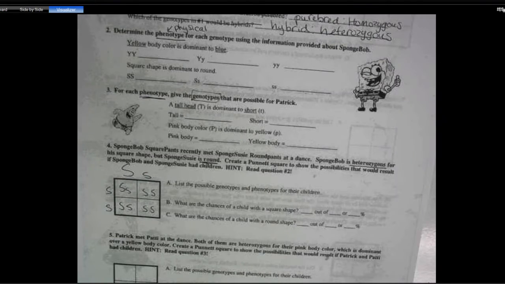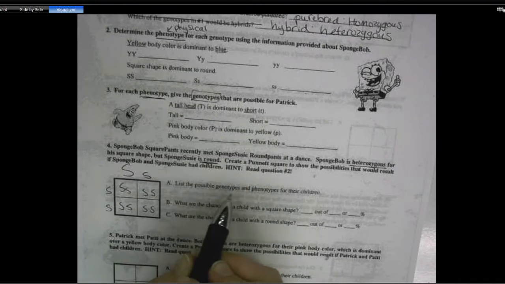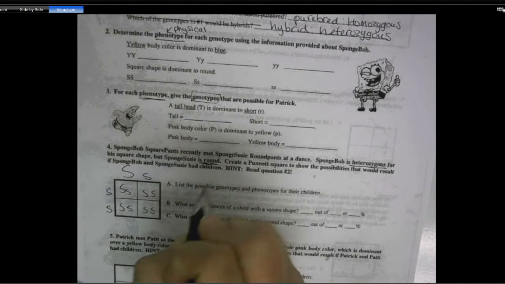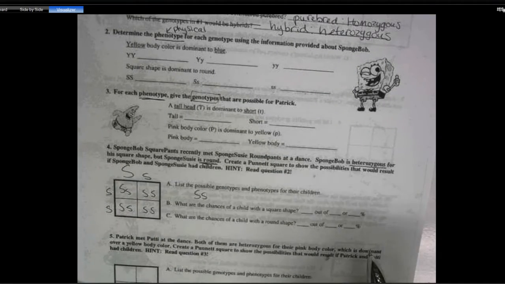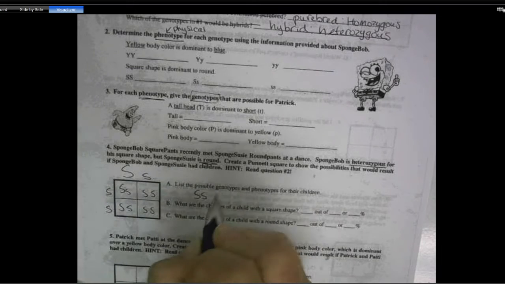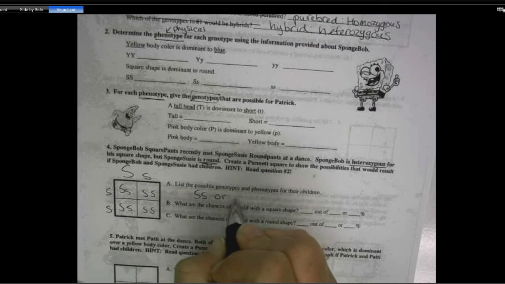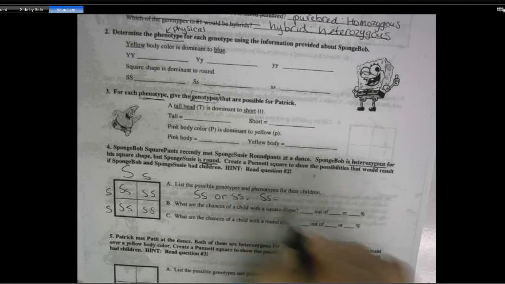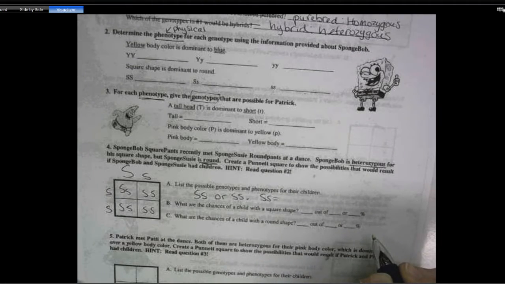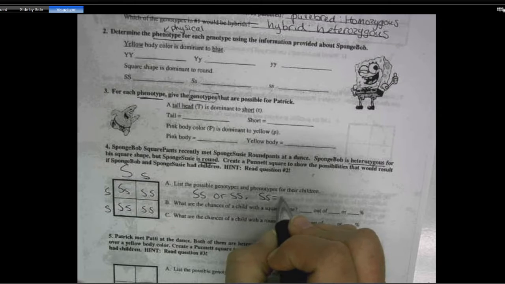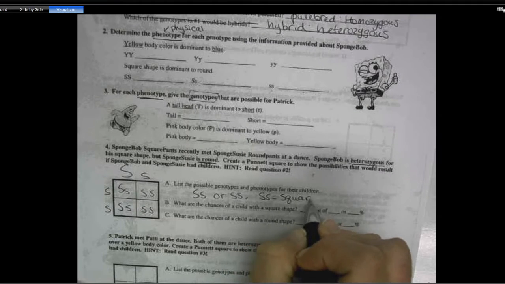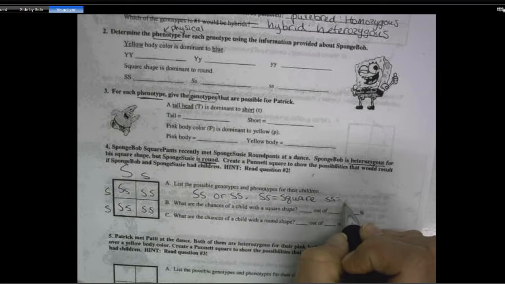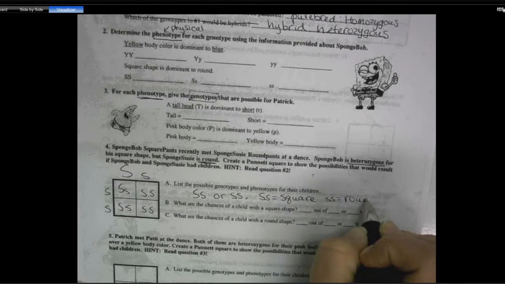So now what we can see is it says list the possible genotypes and phenotypes for their children. So we see that we have a heterozygous here and here, and then we have a homozygous. And remember, the SS is going to equal that it is square. Well, the lowercase s, homozygous recessive, is that it's round.